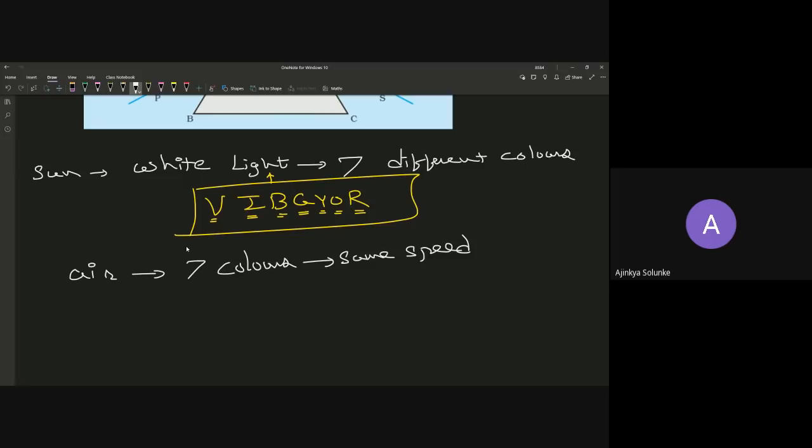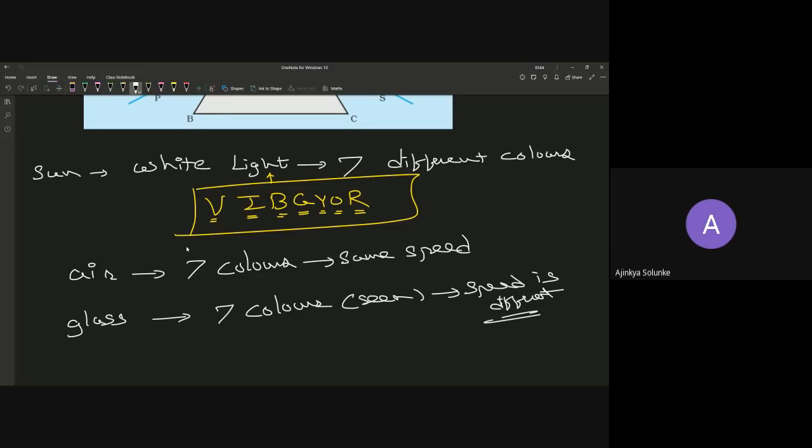But if light travels through some kind of medium like glass, the speed is not maintained. All the colors will have different speeds and you'll be able to see those 7 colors. And what is the reason? Because the speed is different. Now the question is, how come the speed is different and what is the logic behind it? Which color has more speed and which has less speed?